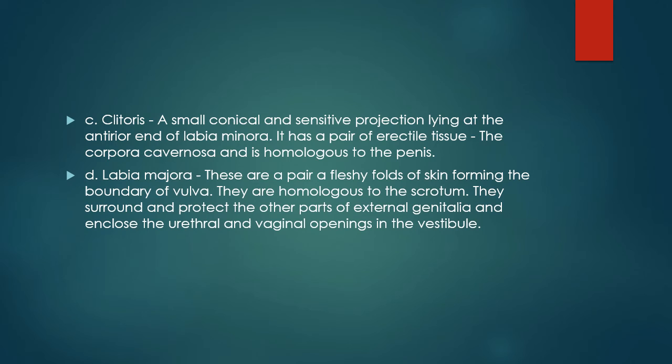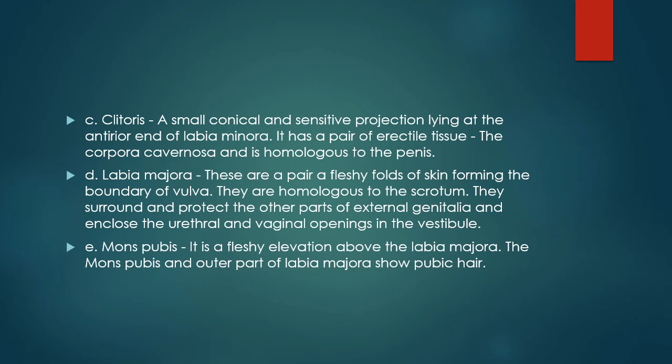D. Labia majora. These are a pair of fleshy folds of skin forming the boundary of the vulva. They are homologous to the scrotum. They surround and protect the other parts of the external genitalia and enclose the urethral and vaginal openings into the vestibule. E. Mons pubis. It is a fleshy elevation above the labia majora. The mons pubis and outer part of the labia majora show pubic hair.